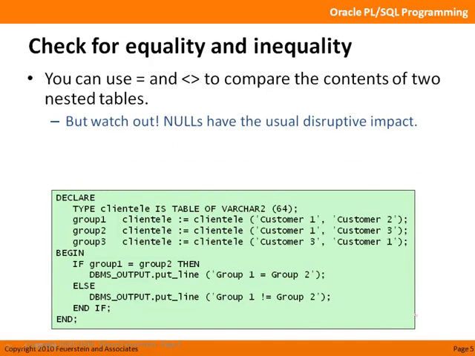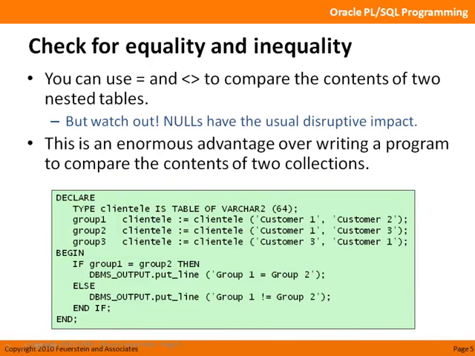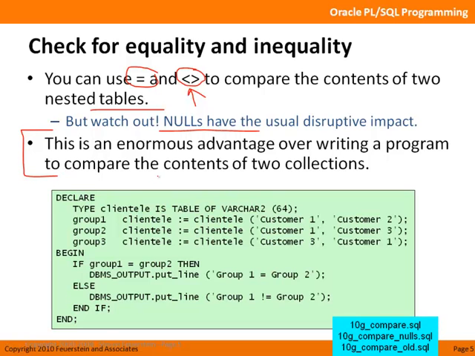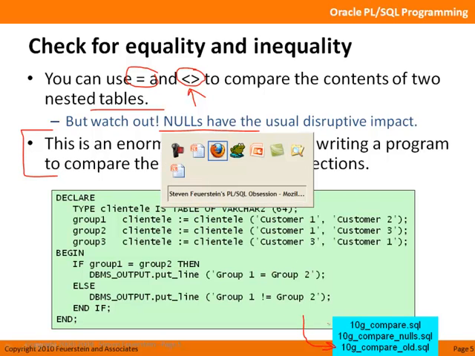So, checking for equality and inequality. You can use the standard operators for equal and not equal, and there are actually lots of different ways to say not equal besides that. But in any case, any of them will work to compare the contents of two nested tables. I'll come back to my comment about nulls in a moment. This is a big advantage if you need to compare the contents of two sets of data over writing a program to do that comparison. Let's take a look. First of all, let's take a look at the old way of doing things. If I really needed to write a program to do this, 10G compare old.